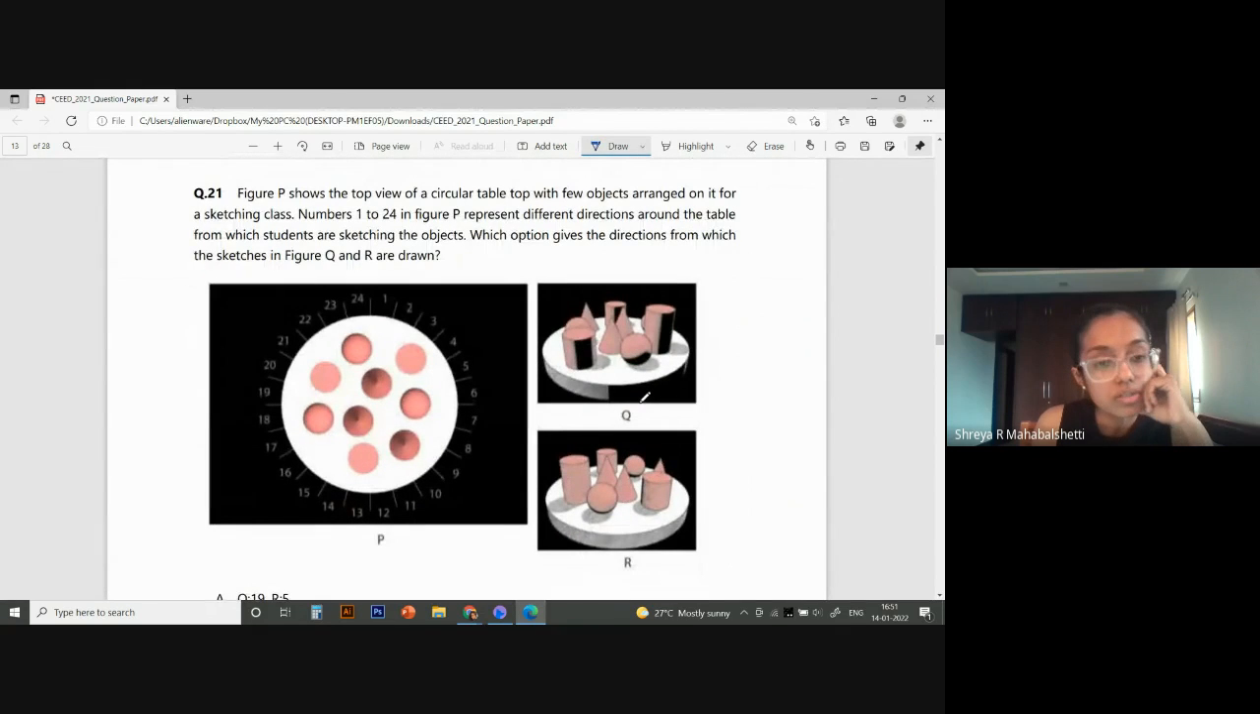Okay. Next question. Figure P shows the top view of a circular tabletop with few objects arranged on it for a sketching class. Numbers 1 to 24 in figure P represent different directions around the table from which students are sketching the objects. Okay. Which option gives the directions from which the sketches in figure Q and R are drawn?